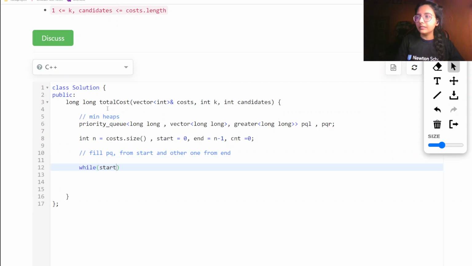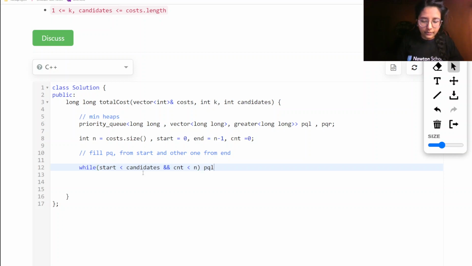So while our start is basically less than candidate, we won't be taking n. We are required to fill candidate, right? So while start is less than candidate and our count, which we are taking, should be less than our n. Why n? Because we are required to fill the priority queue with candidate number, right? But we are maintaining that count which can go up to n. That doesn't require to be till candidate.